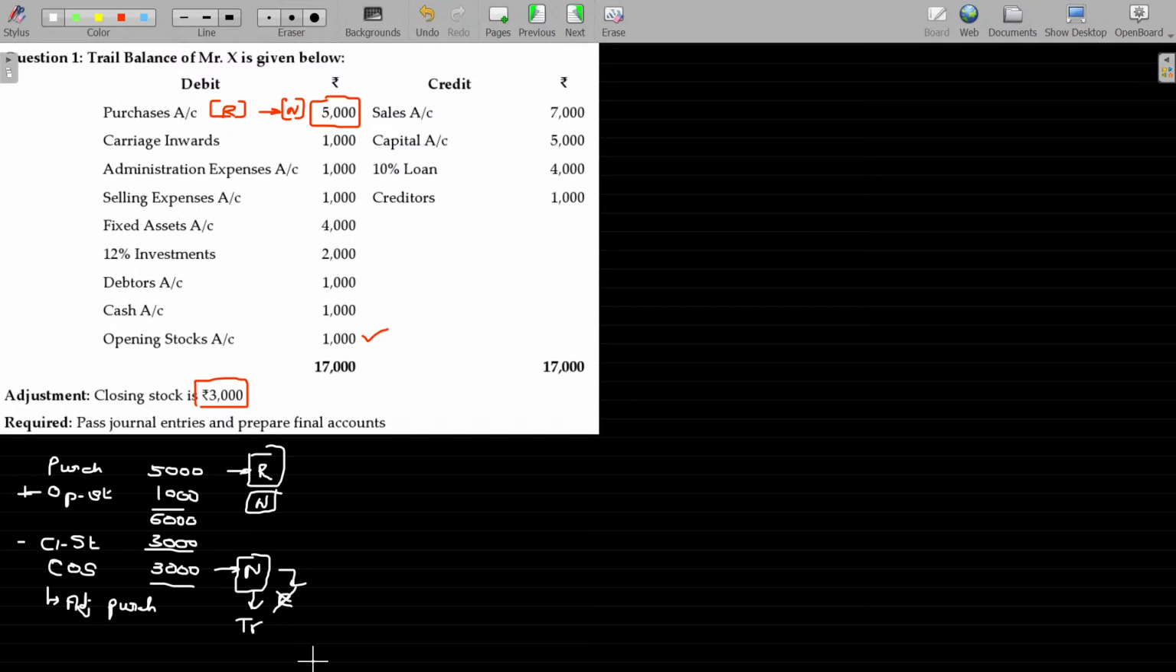This could be equated with what? Rent account. Okay, to have a better understanding, I am going to give it this way. The purchases account is equated with the rent account. I paid 5,000 rupees rent.